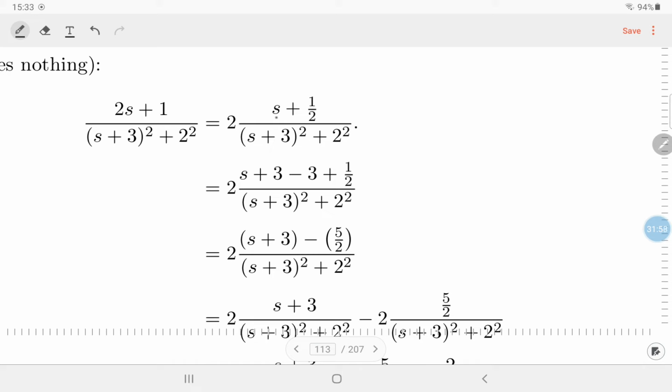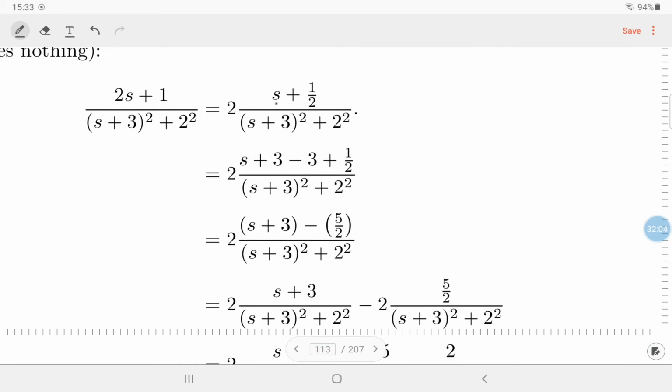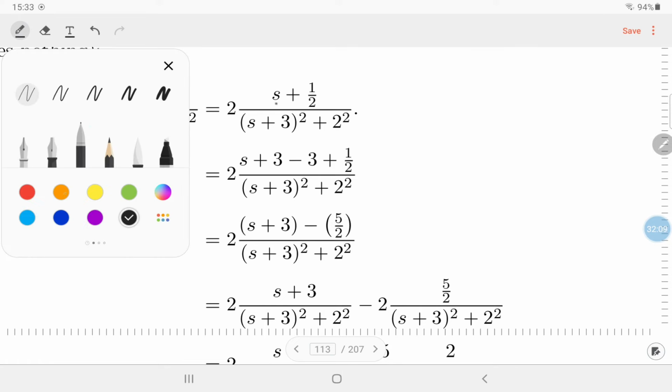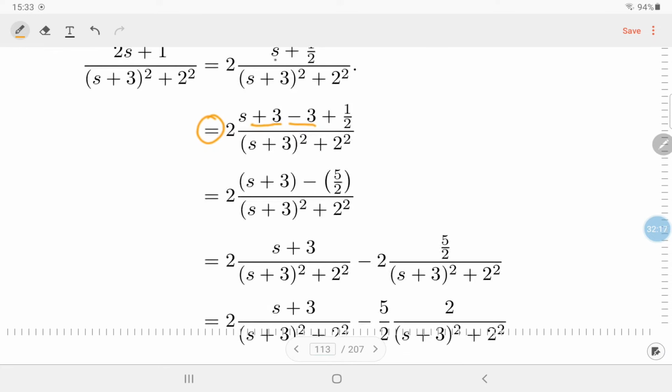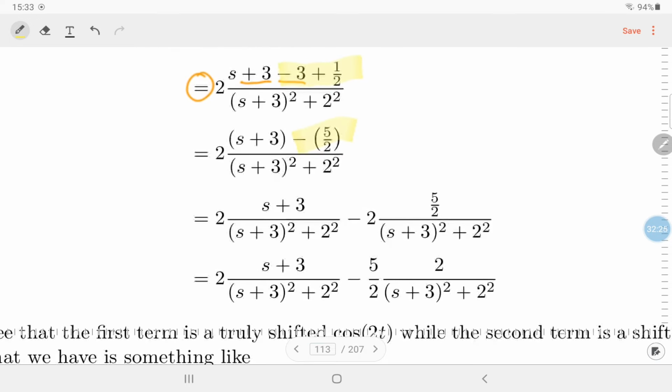So you could say, okay, that is what it is. Now what you see, you want a plus 3 on top and a plus 3 on the bottom. So you add in a plus 3, but you minus 3 because otherwise you can't say that these things are equal. Now you've got minus 3 plus a half, which is minus 5 over 2, and now you split.